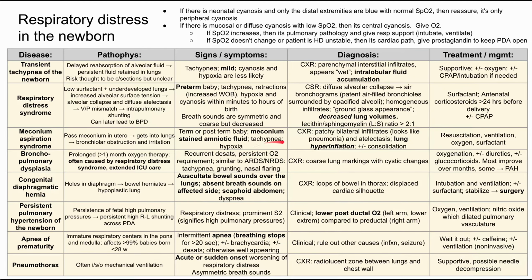They'll be tachypnic, they'll be hypoxic. The chest x-ray in this case shows lung hyperinflation, unlike the smaller lung volumes in respiratory distress syndrome. I think of this as a bronchiectasis type picture. You have this sticky meconium stuff that gets in and blocks air getting out of the lungs, leading to lung hyperinflation. You'll see patchy bilateral infiltrates. It looks like pneumonia, and you can have atelectasis. You might even have a consolidation in there as well.